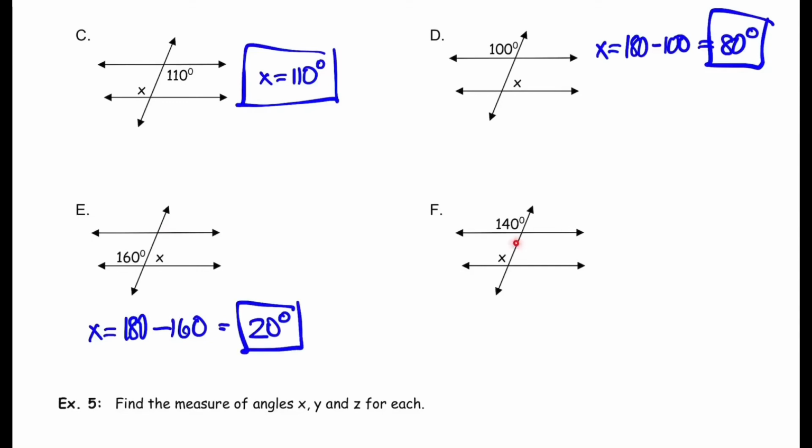And the last one, look at that shape. That's obtuse. Look at that shape. That's obtuse. So they're going to be equal. X equals 140.